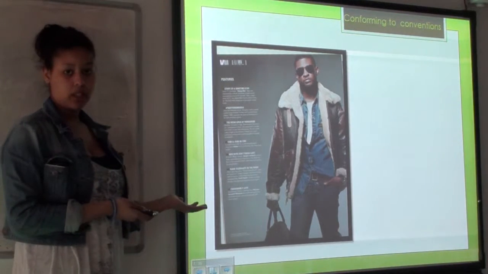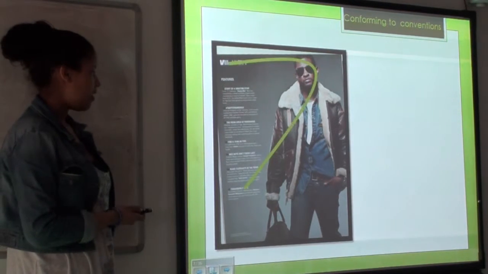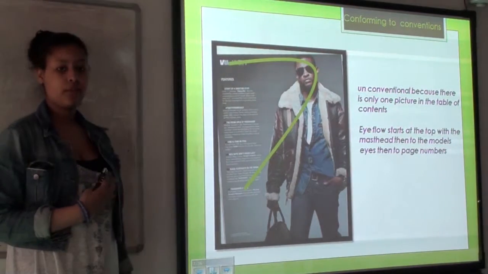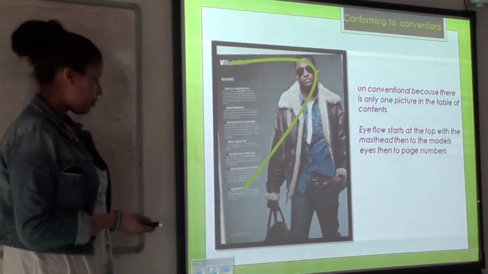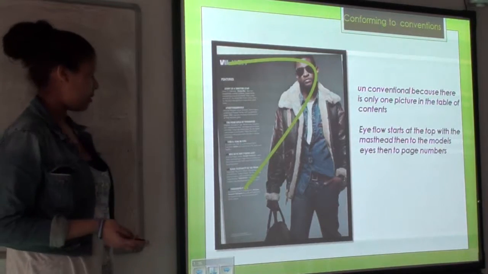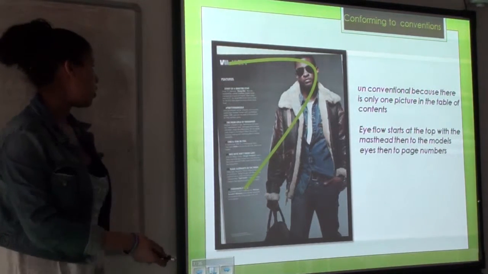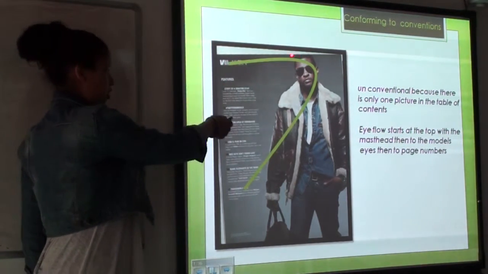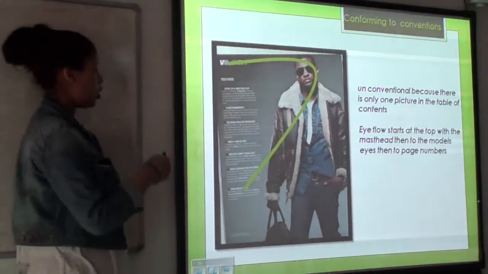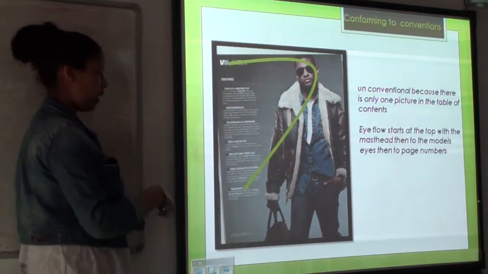Here is a Vibes table of contents page. As you can see, this is quite unconventional, as there is just one main image, as opposed to other magazines which have a minimum of about six on one page, and have many scattered across the page outlining what is going to be inside the magazine. However, here is just one main image of the model. The eye flow starts over here with the title, then to the model's eyes, and then back onto the editorial pillars. This is quite a conventional eye flow, as it goes from one end of the page to the other. So it's quite flowy.